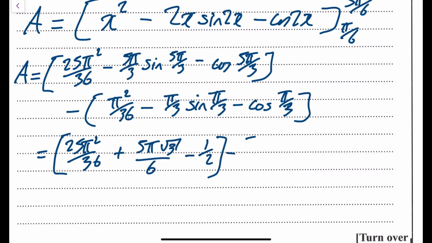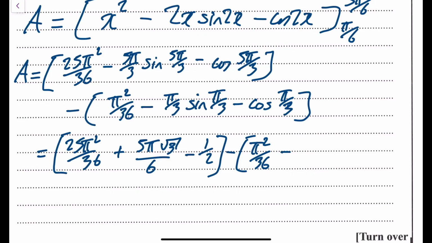The second square bracket, I've still got pi squared over 36. And then it's sine of pi over 3, which was root 3 over 2. So it's minus pi root 3 all over 6. And then cos of pi over 3 works out to be a half. So that's going to be minus 1/2.